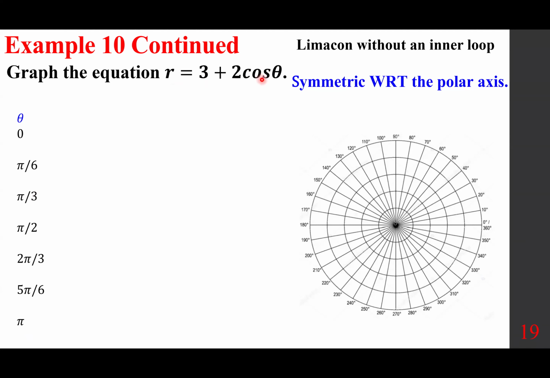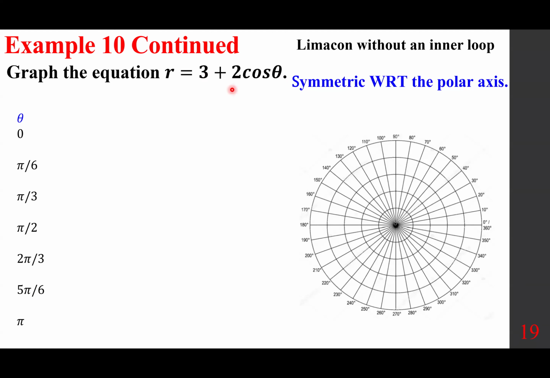If I put pi over 3, I get 1 half. 2 times 1 half, 1, and 3 is 4. If I put pi over 2, I get 0, so I get 3 here. 2 pi over 3 is the same as pi over 3, I get 1 half, but in the second quadrant it is negative. So 2 times negative 1 half is minus 1, and 3 makes it 2.